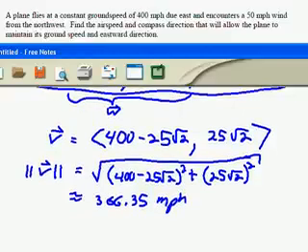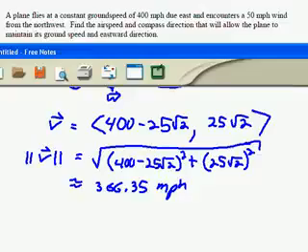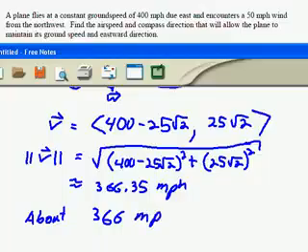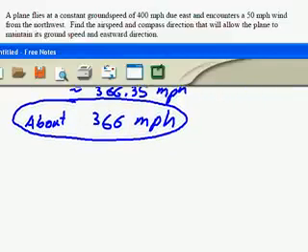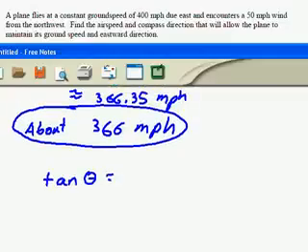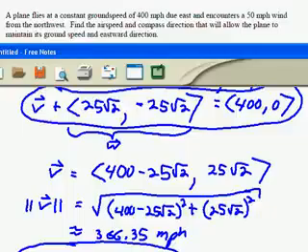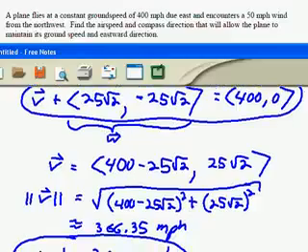I don't think it makes sense to round that accurately, because our numbers aren't that accurate. So we could just say about 366 miles per hour. That's the speed. About 366 miles per hour. Now, if you want the direction, you can set the tangent of theta equal to, go back and look at V, 25 radical 2 divided by 400 minus 25 rad 2.